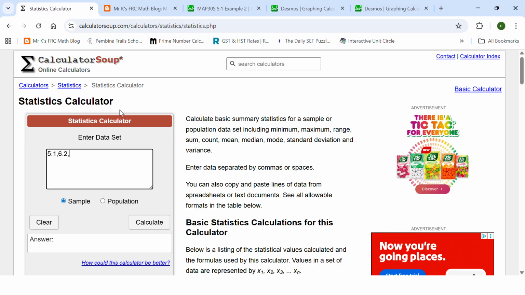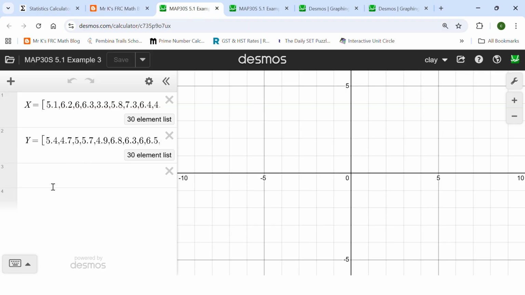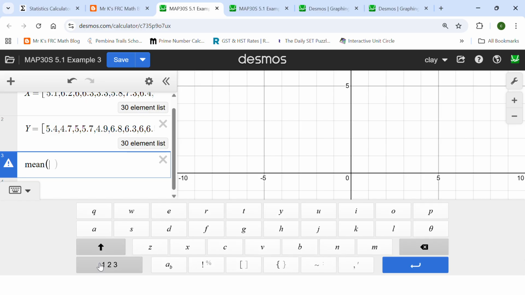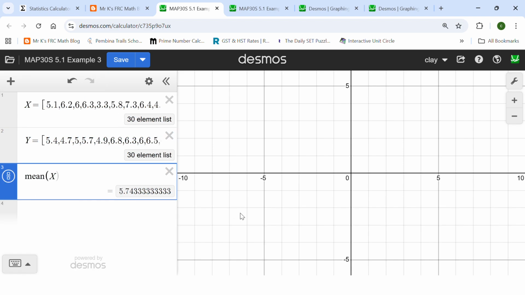For Desmos, for this one, and again, I think you should try both. For Desmos, once again, I put the data into a file for you to save you some typing. So open that one from the blog, and there's X and there's Y. If I want to find the mean, make sure you realize that you have to use mean for X and mean for Y. So if I go, I'd like to know the mean of data value X, and there it'll give me the answer for that 30 element list. Yeah, so there's the first answer for you. You can find the rest, and we will correct those together first thing Wednesday morning.